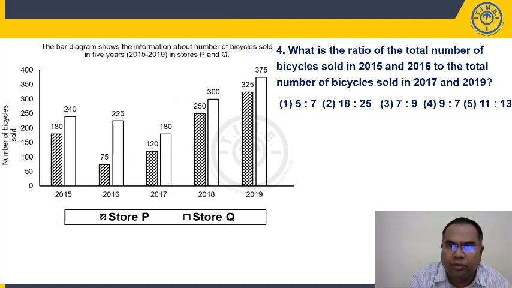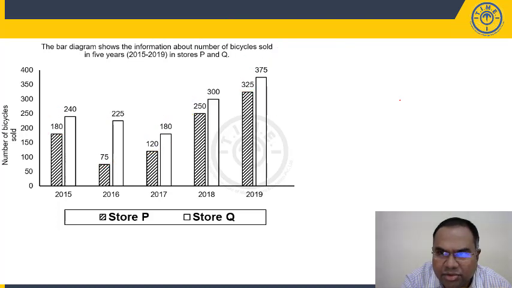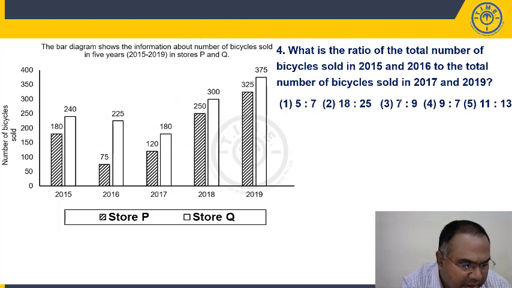Question number 4. Maybe if you have made a note here, these values 420, 300, 300, 550, 700, then you could have solved this question easily. Okay, I'll give you 45 seconds of time starting now. Ratio of total number of bicycles sold in 15 and 16 to the number of bicycles sold in 17 and 19.